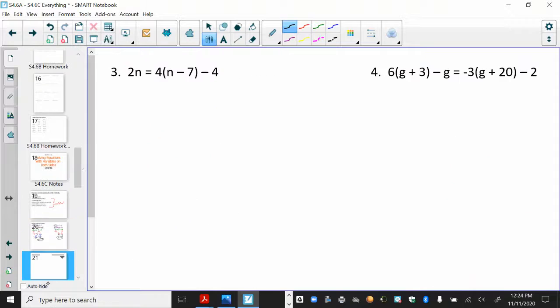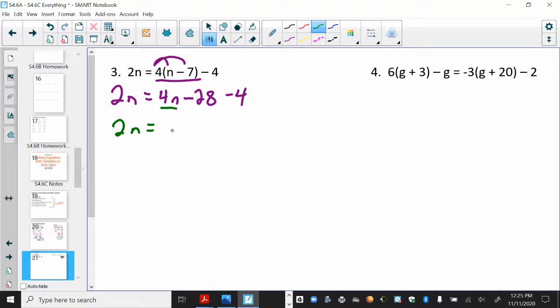Alright, next one. Purple, distributive property. On the left side, I don't have that, so I can just write 2n. The right side, I do have it right here, so 4n minus 28. Bring down my minus 4. Alright, green is combine like terms. So I'm going to put my like terms together. This side is just 2n. 4n minus 28 minus 4 more makes minus 32.